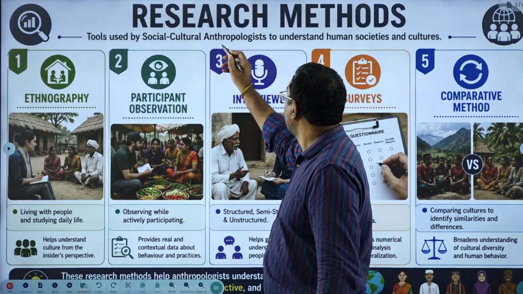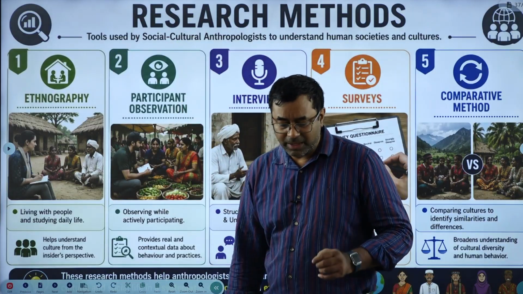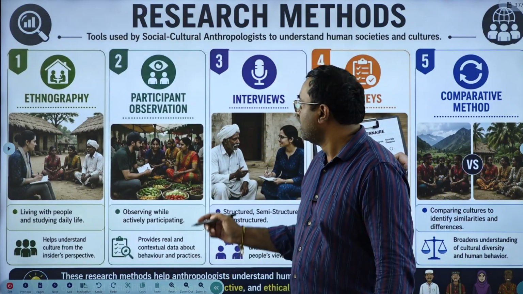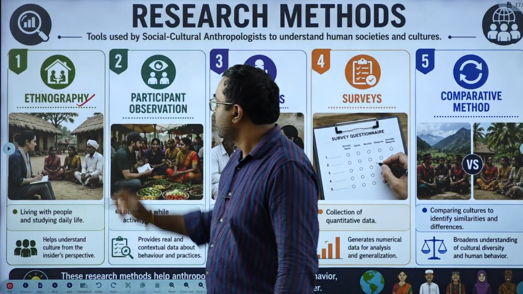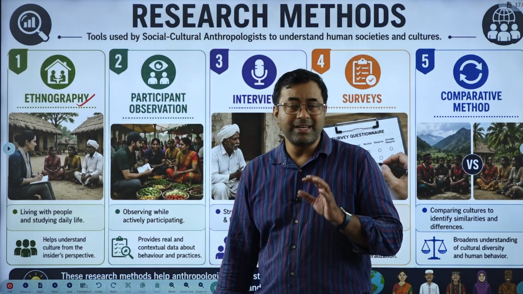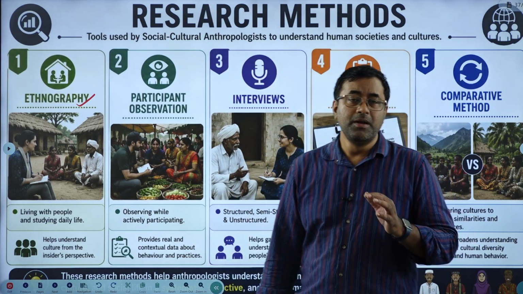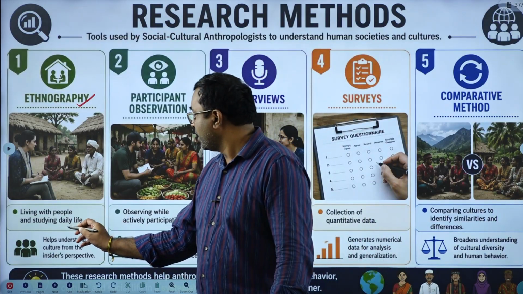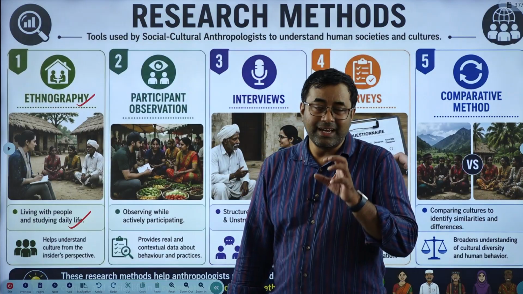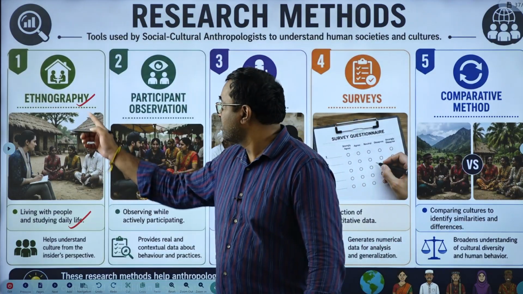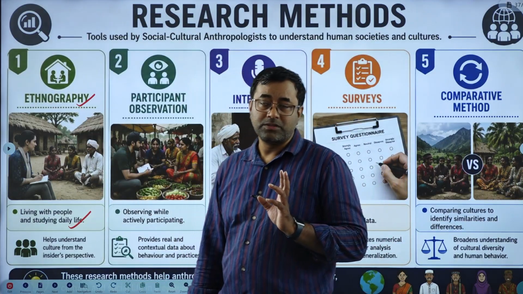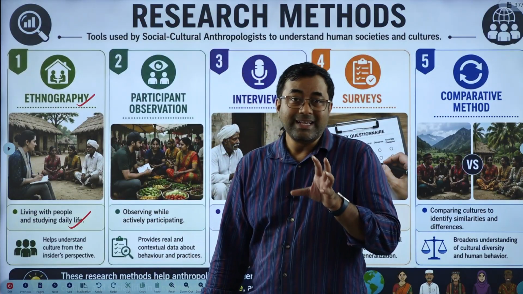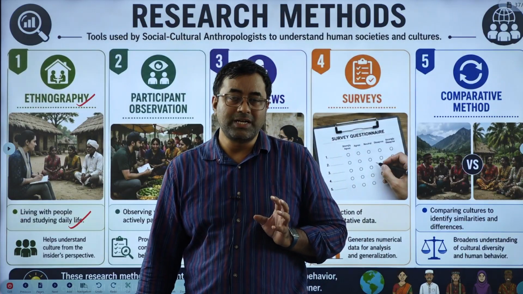Next one is research methods. What are the different types of research methods followed in socio-cultural anthropology? For example, the first one is ethnography. Ethnography, as I already said, is the detailed study of any particular people, society, or group of people in their daily life, explained in a detailed manner. This is considered one of the important research methods followed in socio-cultural anthropology.